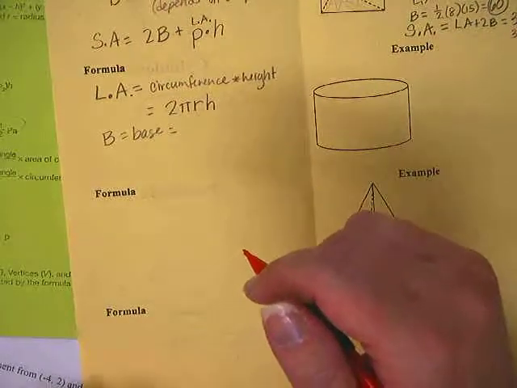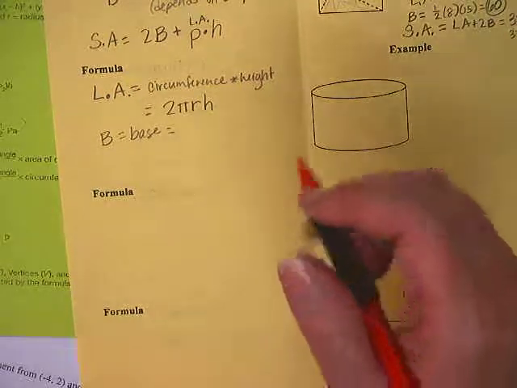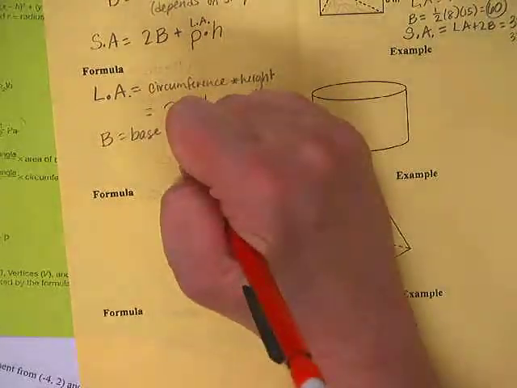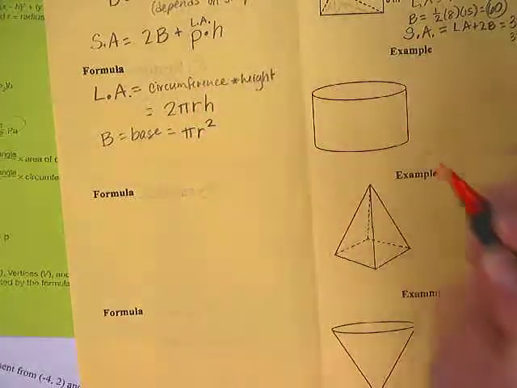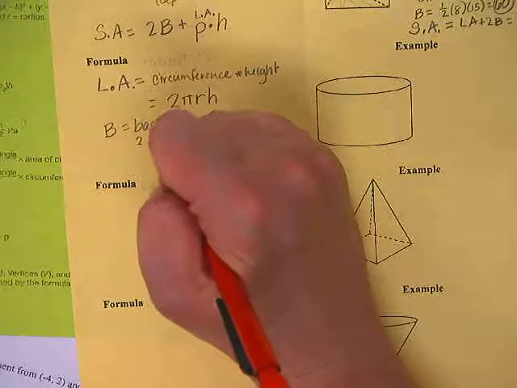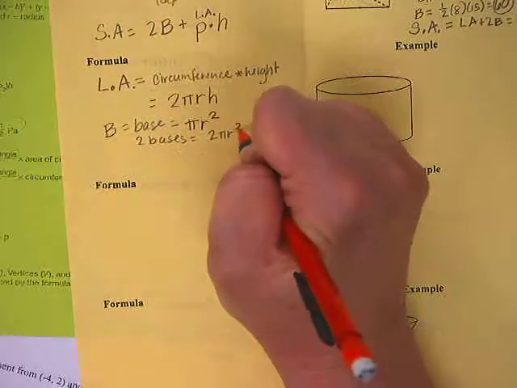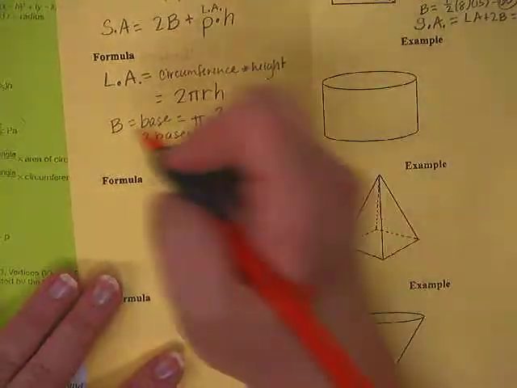Area of a circle. Raise your hand if you know the area of a circle. Rebecca. Pi r squared, right? But how many bases are there? 2 bases. So wouldn't that be 2 pi r squared?